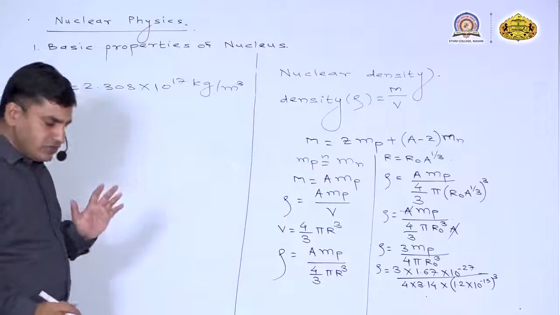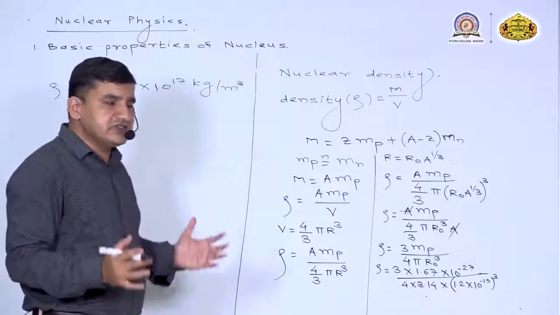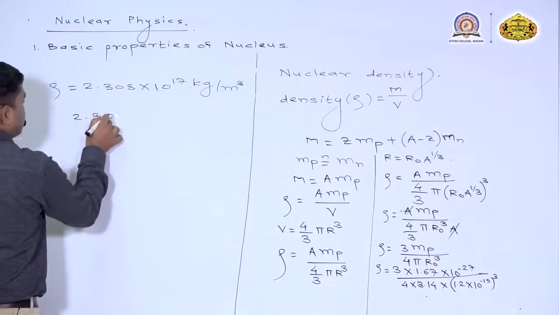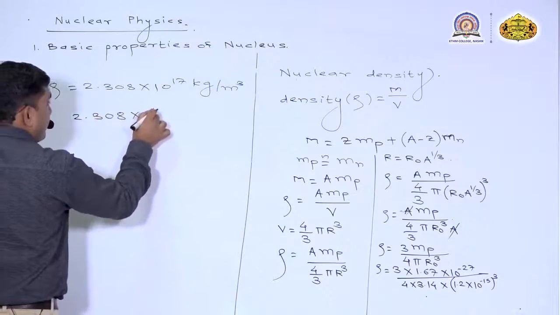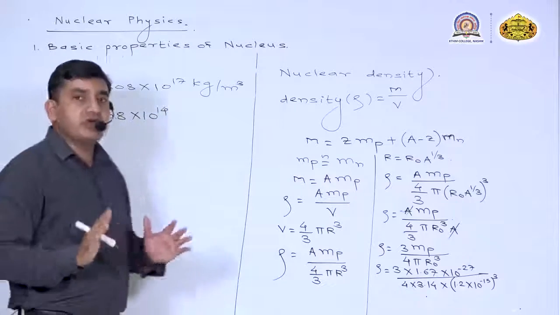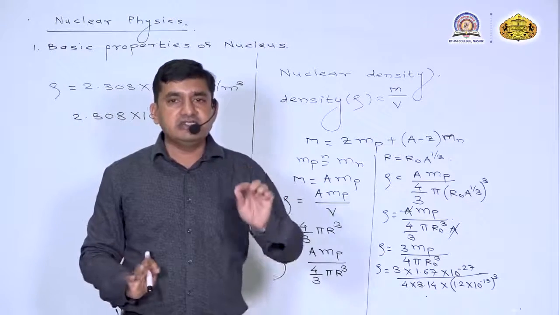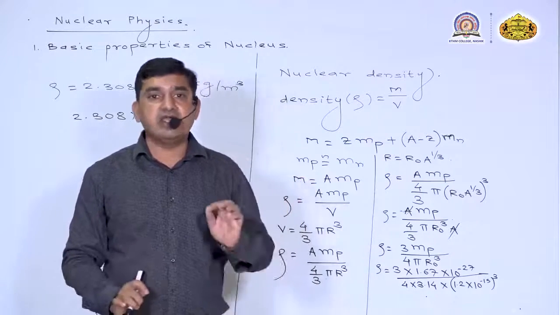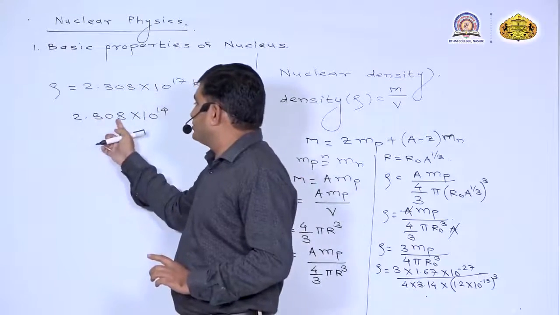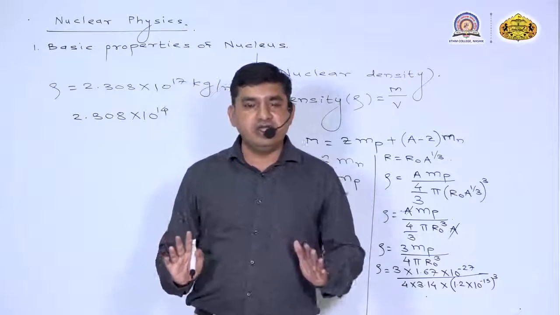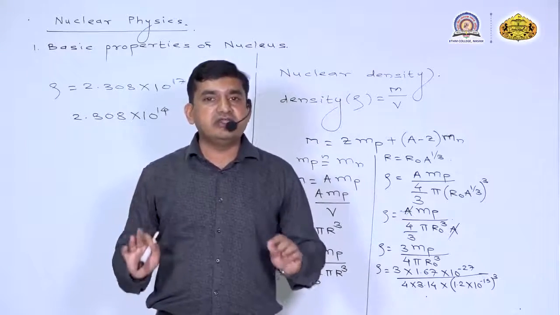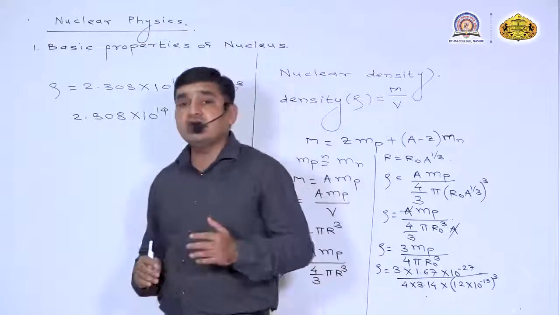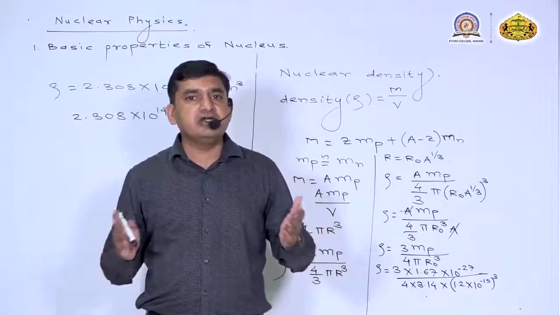And from this, we can say that the density of a nucleus is 2.308 into 10 raised to 14 times greater than the density of water. So this is our third basic property of a nucleus.